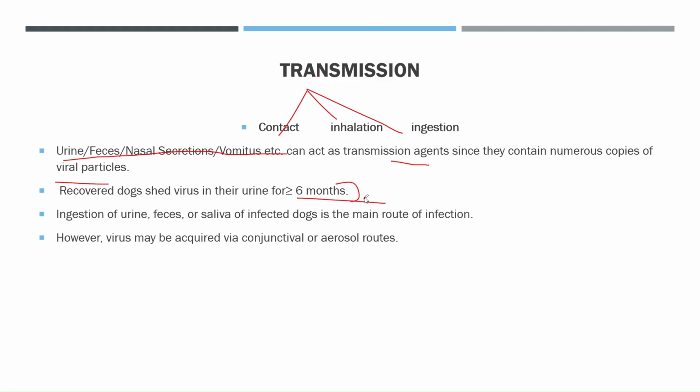See, so these are, what will we call them? What is the terminology used? Carriers. These are carriers. Okay. Now moving ahead, ingestion of urine, feces, saliva is the main route of infection. Virus may be acquired by conjunctival or aerosol route.